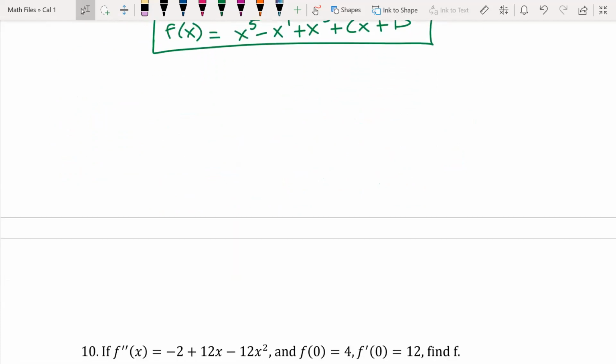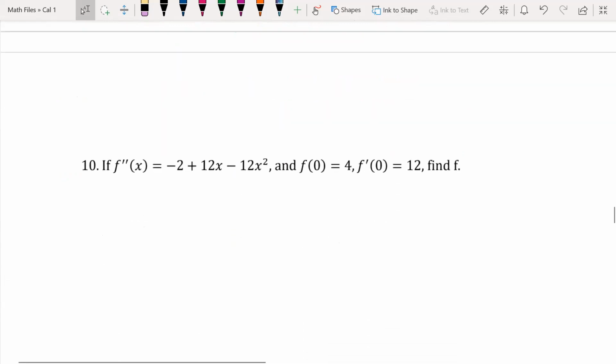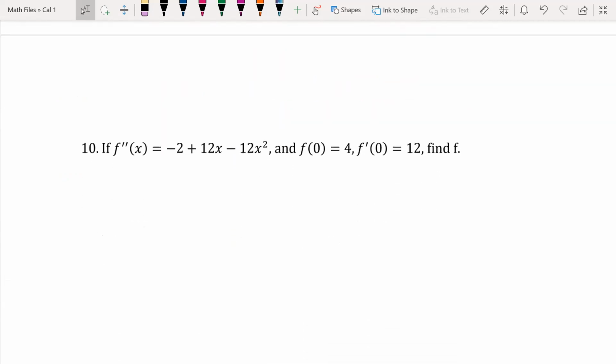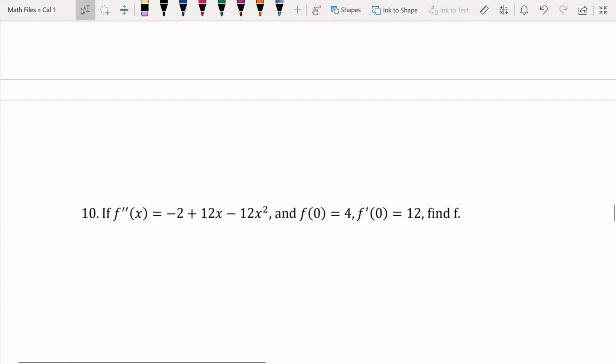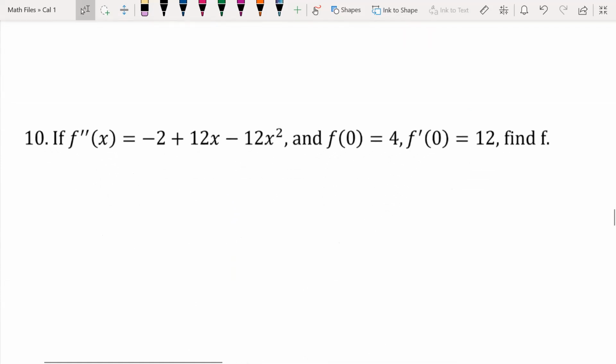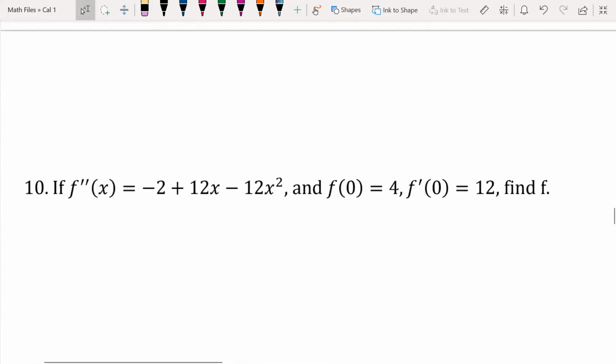Next one is just like it, but this time they're giving us values to plug in. Number 10. If f double prime of x is -2 plus 12x minus 12x squared, and f of 0 is 4 and f prime of 0 is 12, find the original function f. Okay, same steps here.